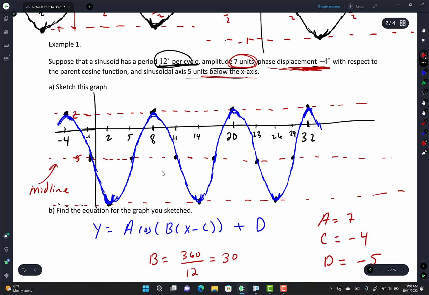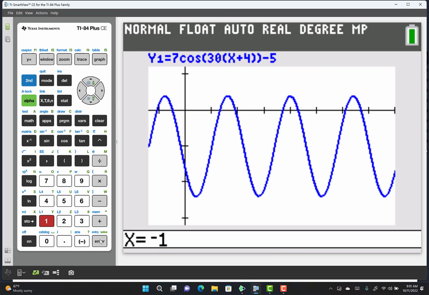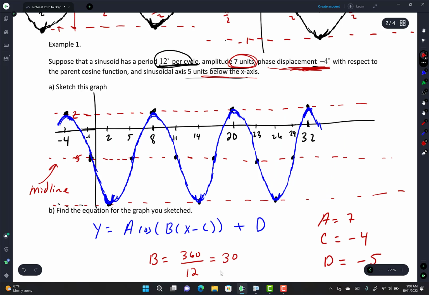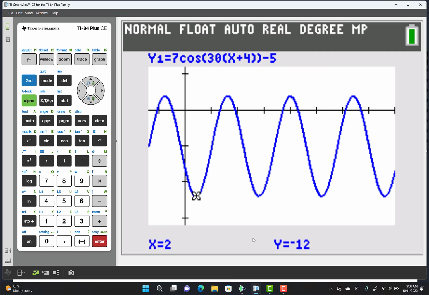And then if I want to check my point of inflection, let's see. I know that I have a point of inflection at negative 1. So I'm going to push negative 1 in here and push enter. Do I have a point at negative 1, negative 5? Yes. Now I know that I have a minimum at 2, so I'm just going to push 2 and enter. And do I have a minimum at 2, negative 12? And there it is. Look how awesome that was, guys.